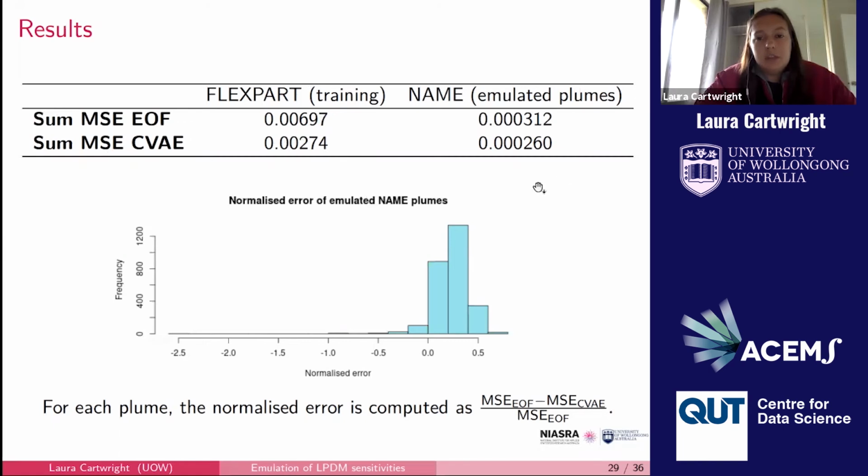And then when we got to the emulation, again, the CVAE still did better, but the EOFs actually did quite well as well at emulating those plumes, which is cool. And then down here, I just have a histogram of the normalized errors. They're calculated as, for each plume, you take the EOF mean squared error minus the CVAE mean squared error, divided by the EOF mean squared error, which means that having more positive values, like we do, means that the CVAE has done better based on our metric most of the time.